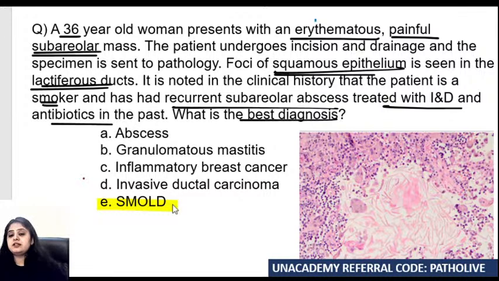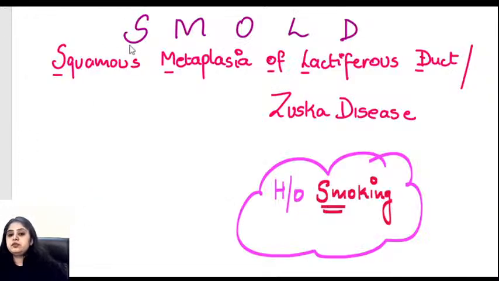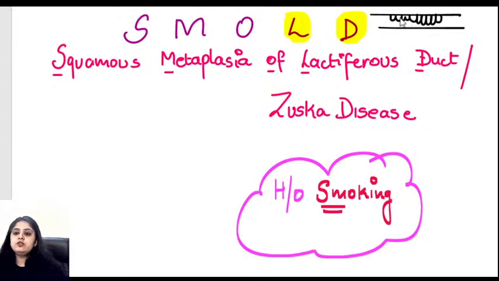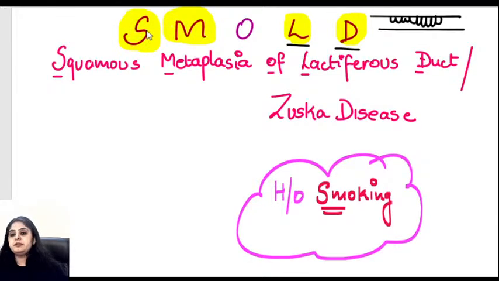and I think there were some very classical points. What is SMOLD? SMOLD stands for, in the lactiferous duct, what kind of epithelium does it have? Lactiferous duct has either a cuboidal or a columnar epithelium. These are the two possible epithelia, but I am saying that in the lactiferous duct, the epithelium is changing. Metaplasia is happening into squamous epithelium. So squamous metaplasia of the lactiferous duct in the exam can be written as SMOLD, can be written as SMLD, and can be written as Zuska's disease. Squamous metaplasia of lactiferous duct, the reason for this is said to be smoking.